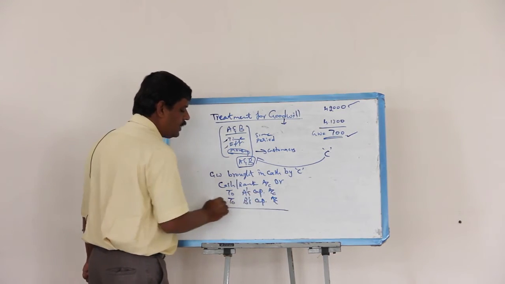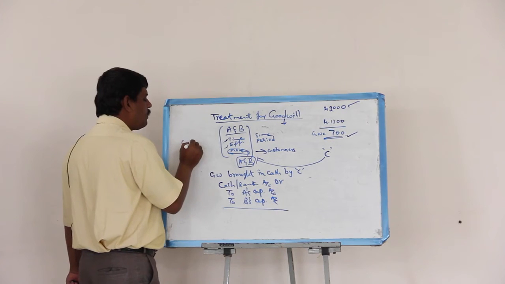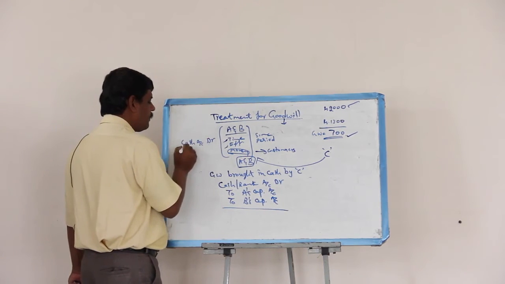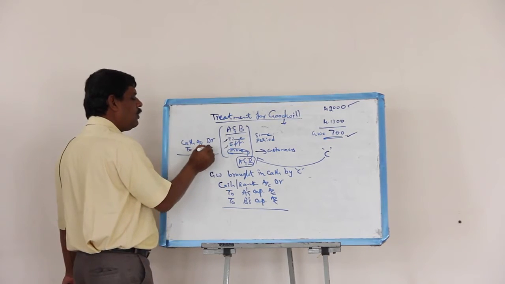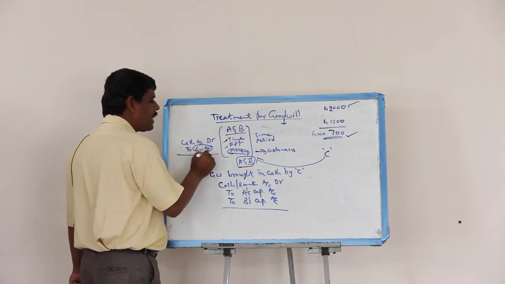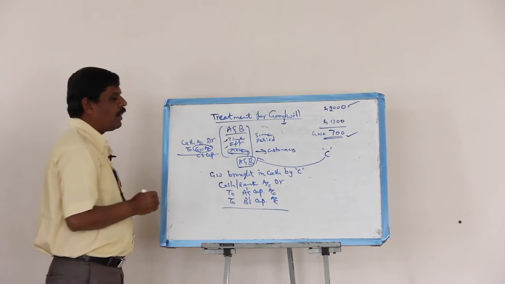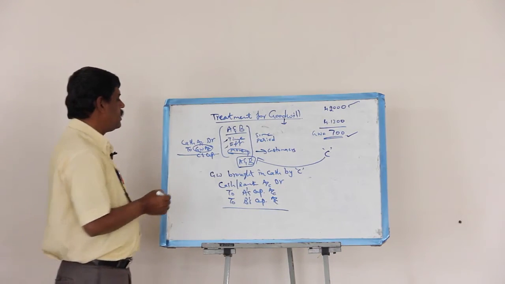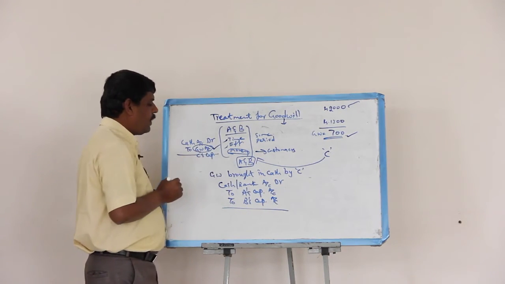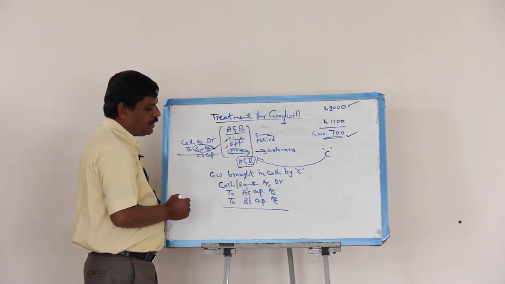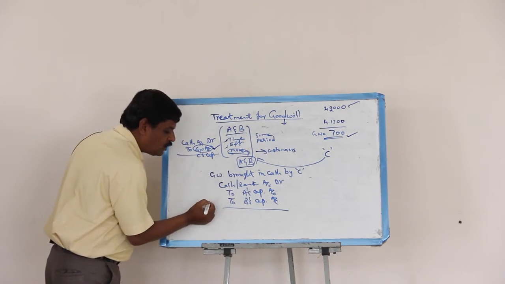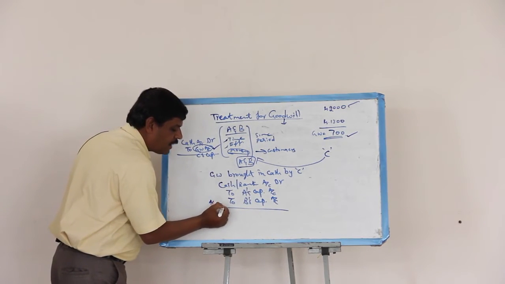I am not discussing the entry that is cash account debit to goodwill account. Cash account debit to goodwill account. You may use goodwill, you may not use goodwill, you can even write C's capital account. Some people avoid using the goodwill term. So you can write C account debit, cash account debit, to goodwill, and then that goodwill is distributed to old partners. This distribution is to be done at sacrificing ratio.